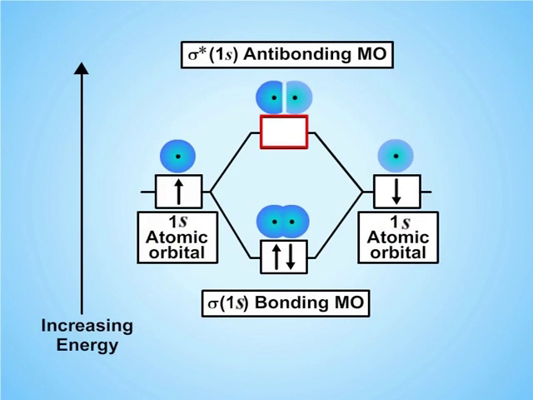Thus, electrons present in antibonding molecular orbital try to destabilize the molecule and energy of antibonding orbital increases. It means antibonding molecular orbital has higher energy than the combining atomic orbitals.